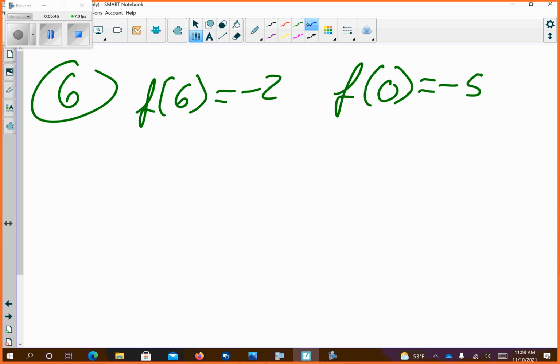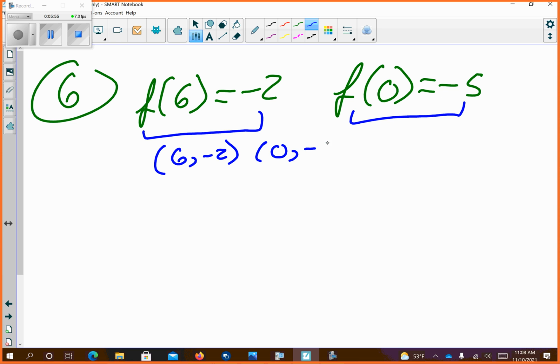So first off, we have to recognize how we can write this. If I want to write this as a point, this is going to be the point 6 comma negative 2. And if I want to write this as a point, that becomes the point 0 comma negative 5. We good so far? Quick question. Do I know the y-intercept? Yeah, I have a 0 in the x spot. So that's the y-intercept. So my b value is going to be negative 5.